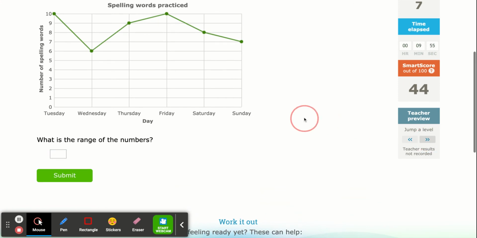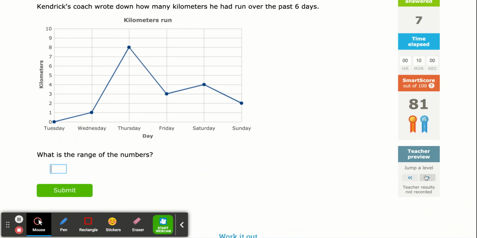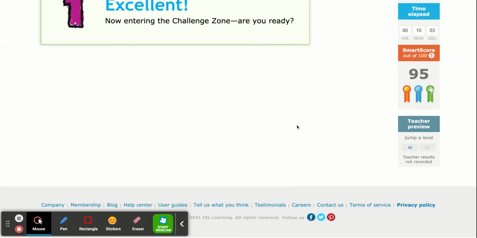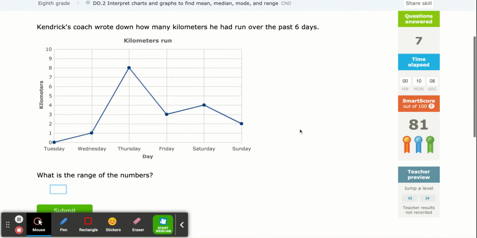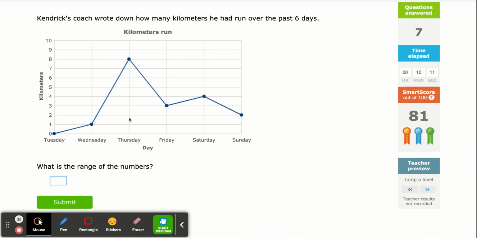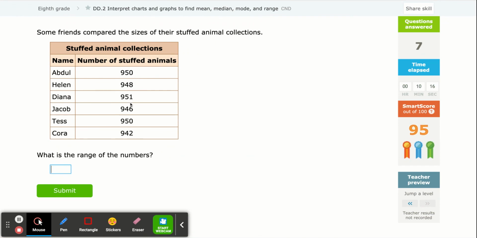All right, I'm going to jump ahead because I'm looking for a mode. I want to make sure we can do a mode problem. It's not giving us mode. If it asks for mode, remember, that's the number that appears most often, so there would have to be a repetition. If they asked for mode here, I would notice that 950 is done twice, 942 is only done once, 951 is only done once, 946 is done once, and 948 is only done once. So the mode is the number that appears the most often.